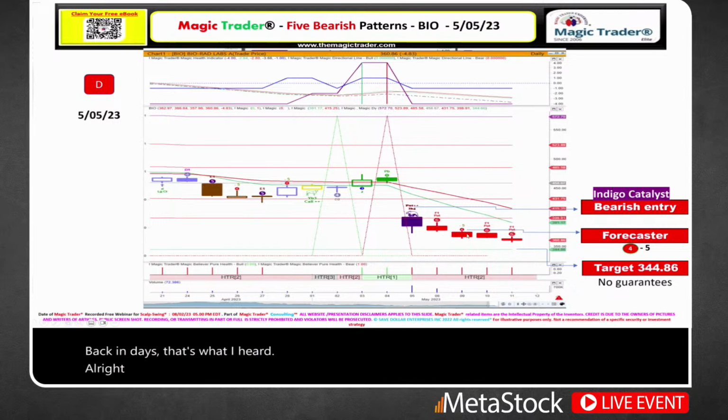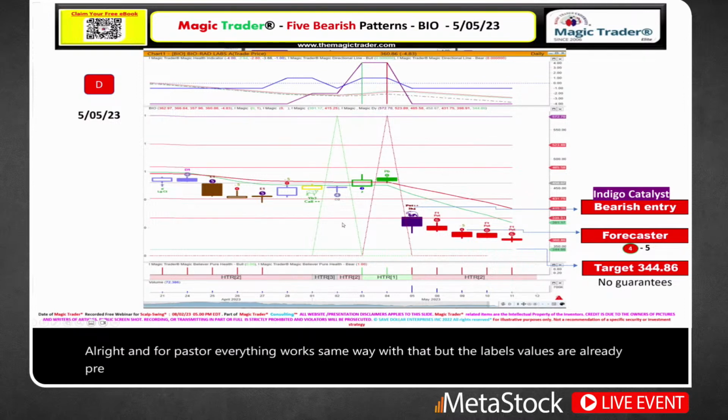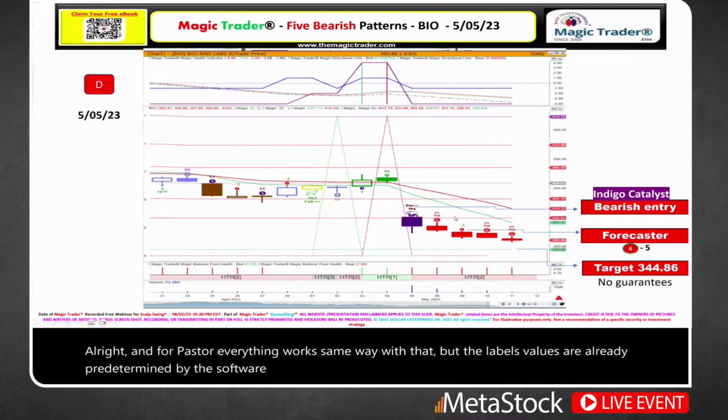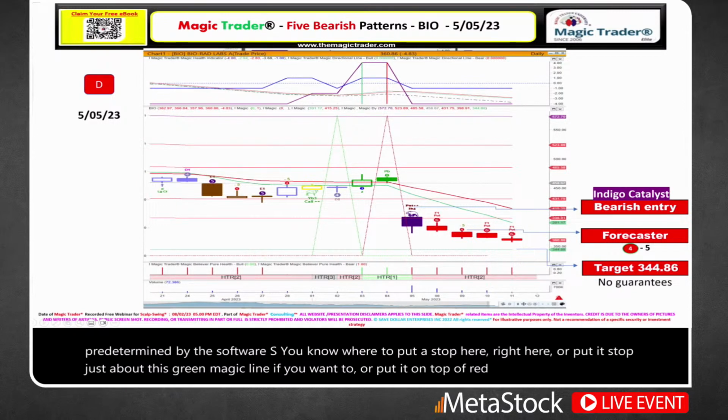And the forecaster, everything works the same way with that. But the level values are already predetermined by the software. So you know where to put a stop, right here. Or put the stop just about this green magic line if you want to. Or put it on top of the red, whatever you like.